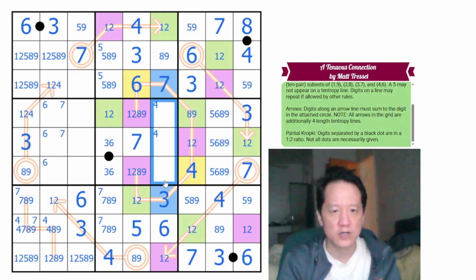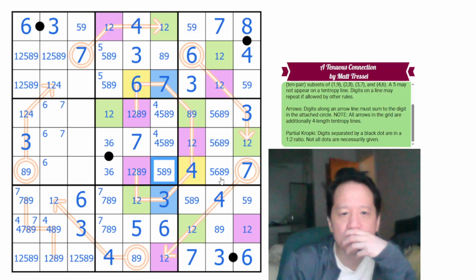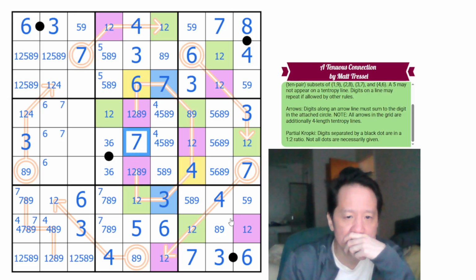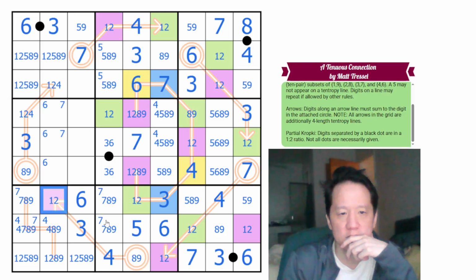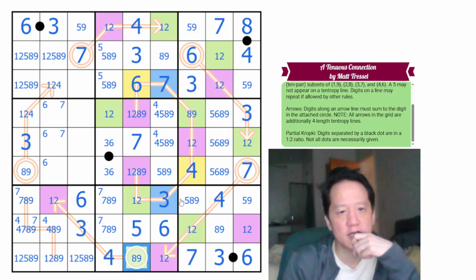The remaining digits here are 4, 8, 9, and 5. Because one of these is 1 or 2, this is a 1 or 2. This can't be 4, obviously. The pink 1, 2 has to be here. And this has to be the green 8, 9, right? So this adds up to 10, because this adds up to 10 here. This is the pink 1, 2.